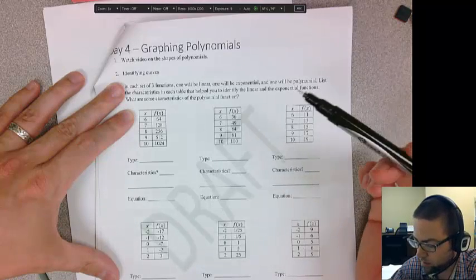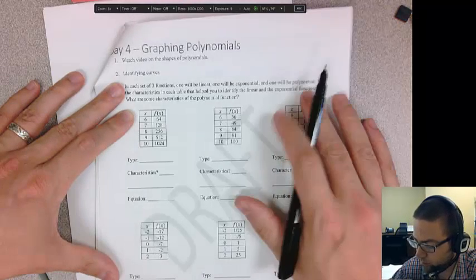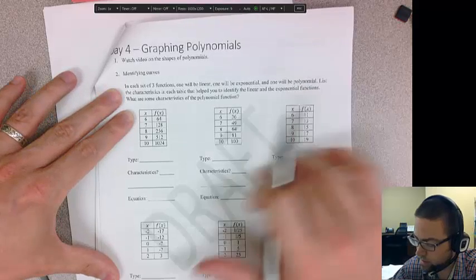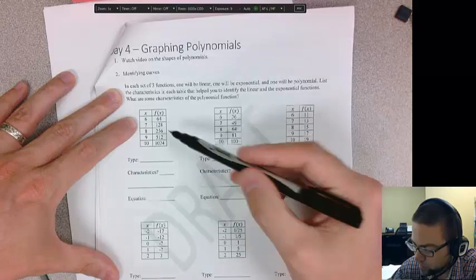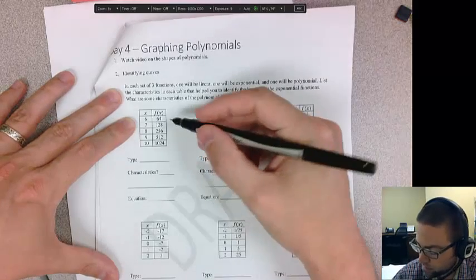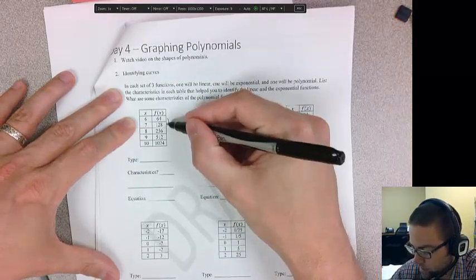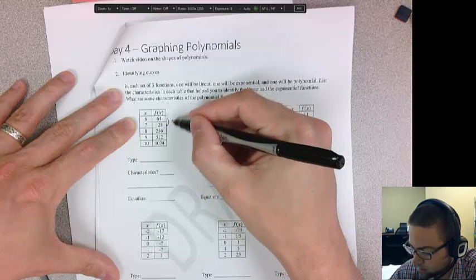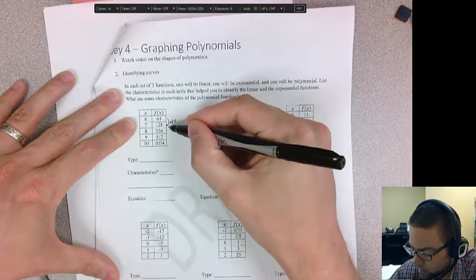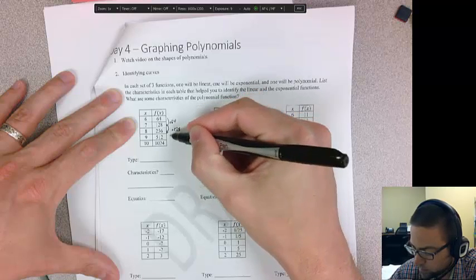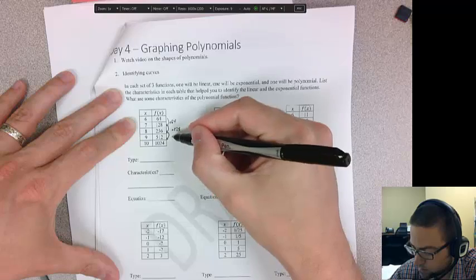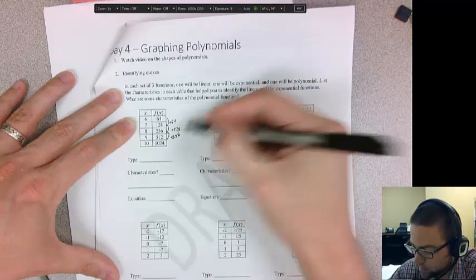Hello everybody, we're talking about graphing polynomials now. This first set, we're talking about identifying curves. Looking at this table of values, what you want to do is compare the rates of change. So how is this changing each time? So let's see, we're adding, I think it's 64, and then here it's adding 128, and here it's adding 256.